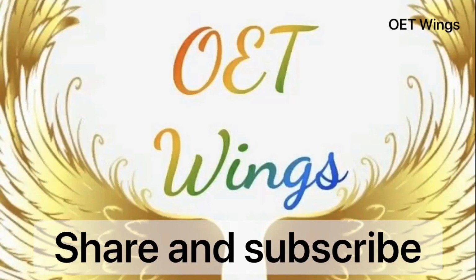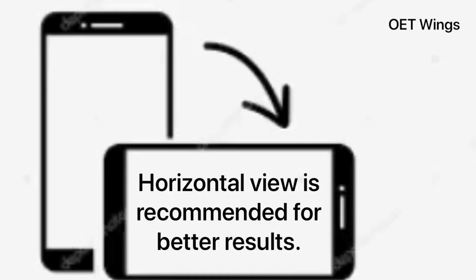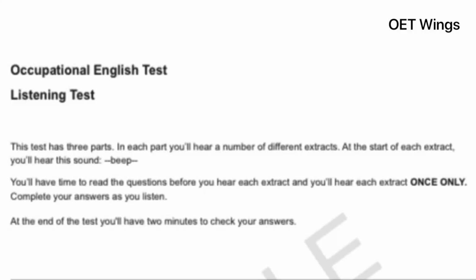The listening part of the Occupational English Test has 3 parts, and in each part, you hear a number of different extracts. At the beginning of the test, you will hear a beep sound. You have time to read the questions before you hear the extracts. You will hear each extract once only.